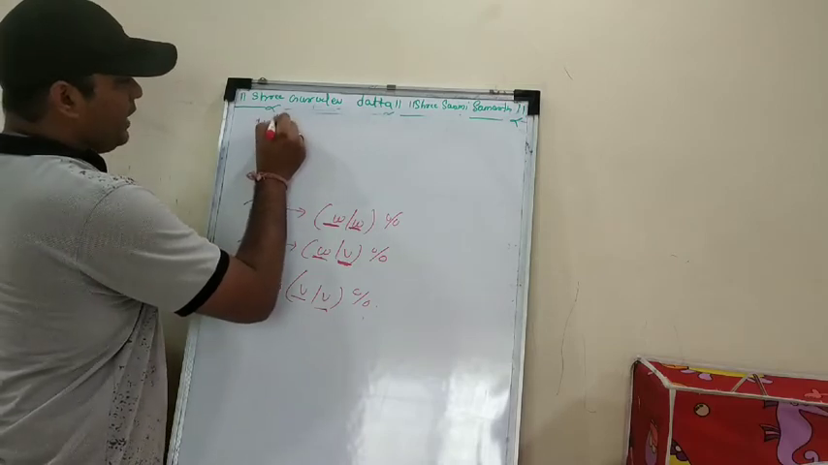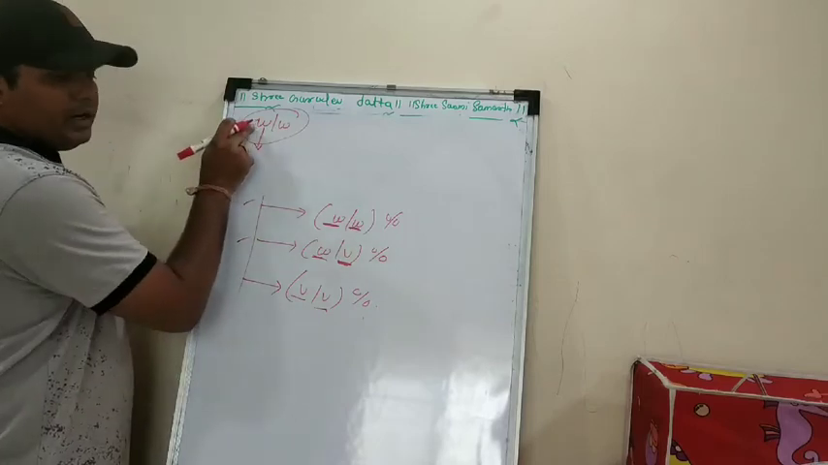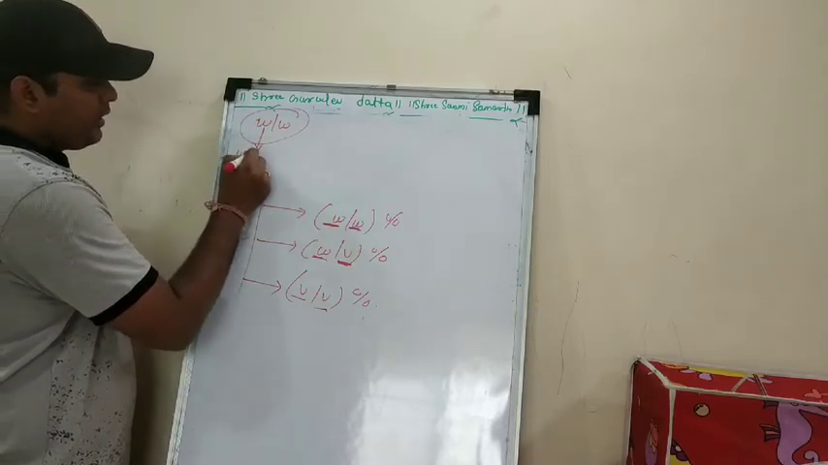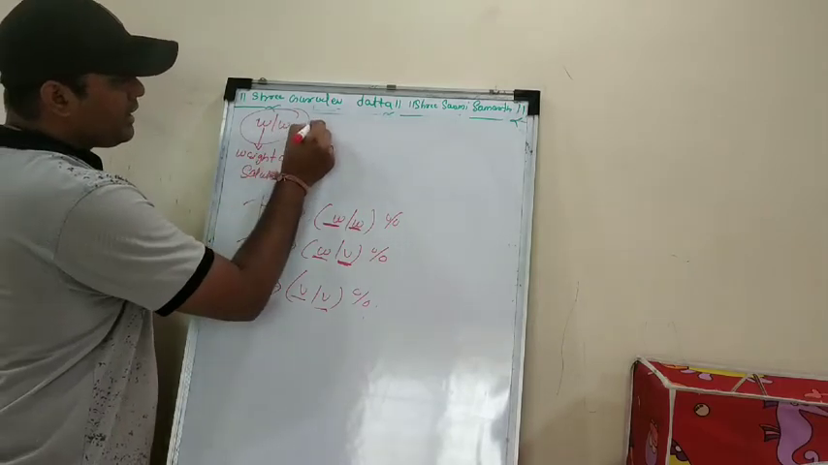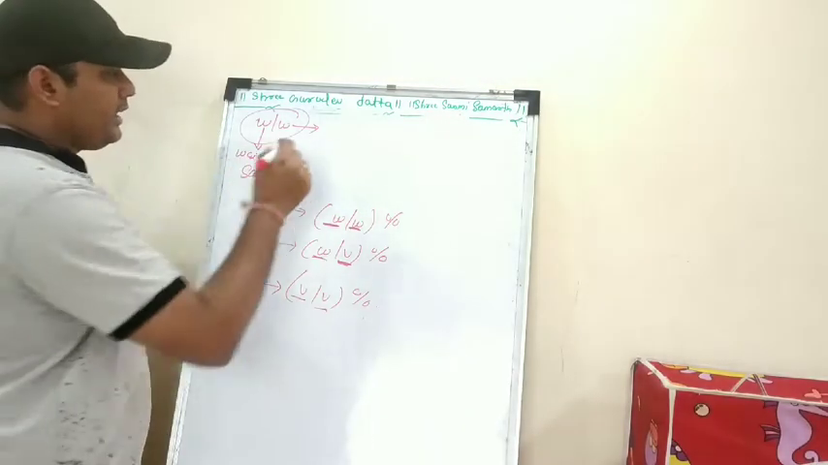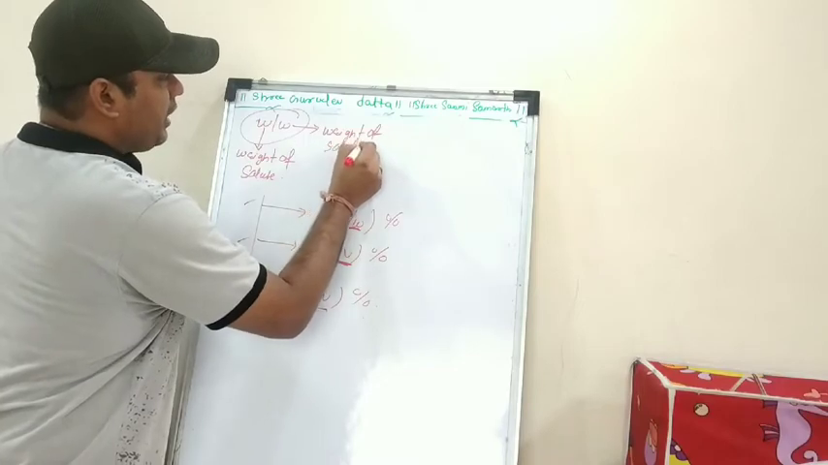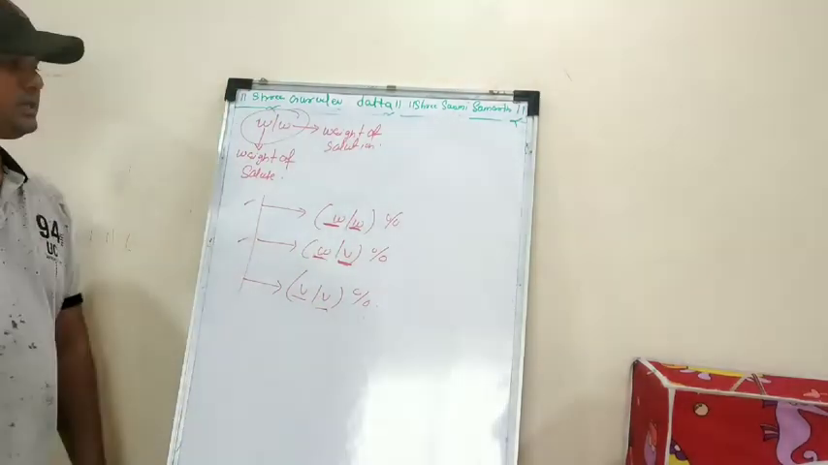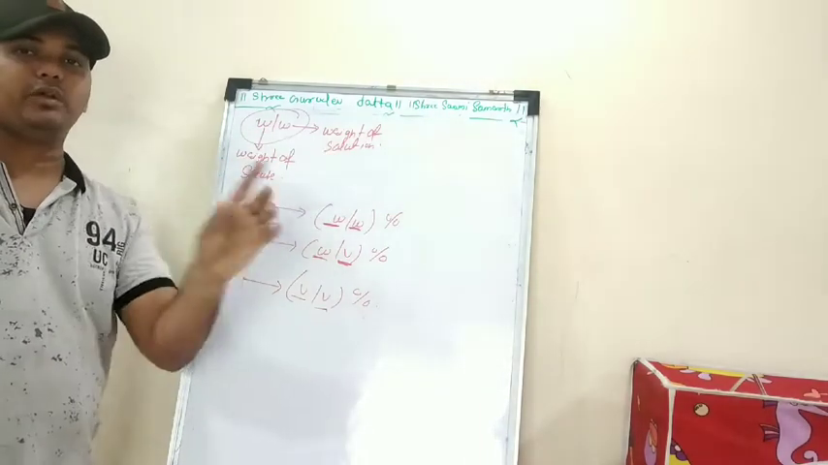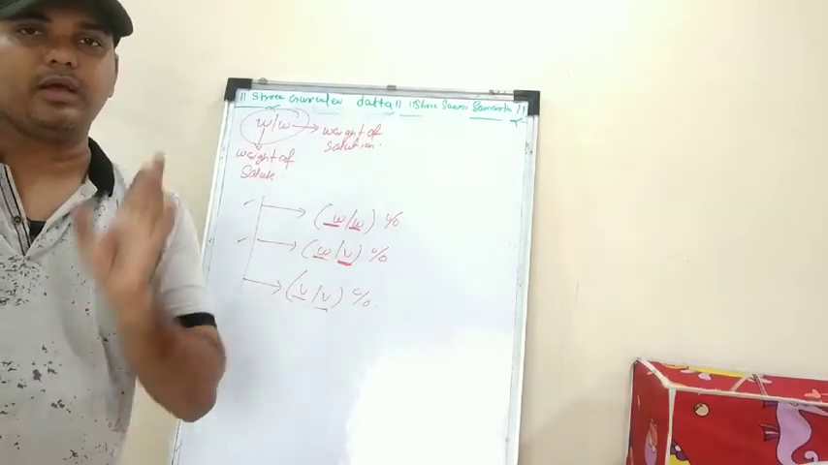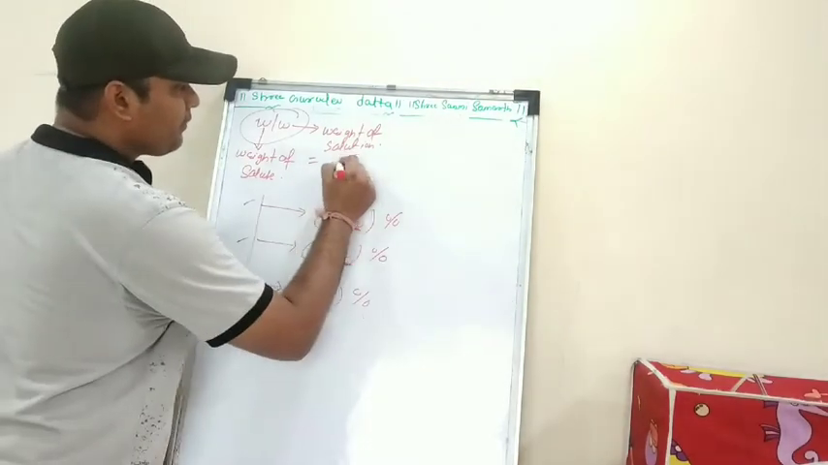W by W method. What does it mean? See, this W at the top means weight of solute, and this W at the bottom means weight of solution. Are you understanding it? W by W percentage method. The first W is weight of solute and the second W is weight of solution, not the weight of solvent. Remember this, right? So how can we define this?